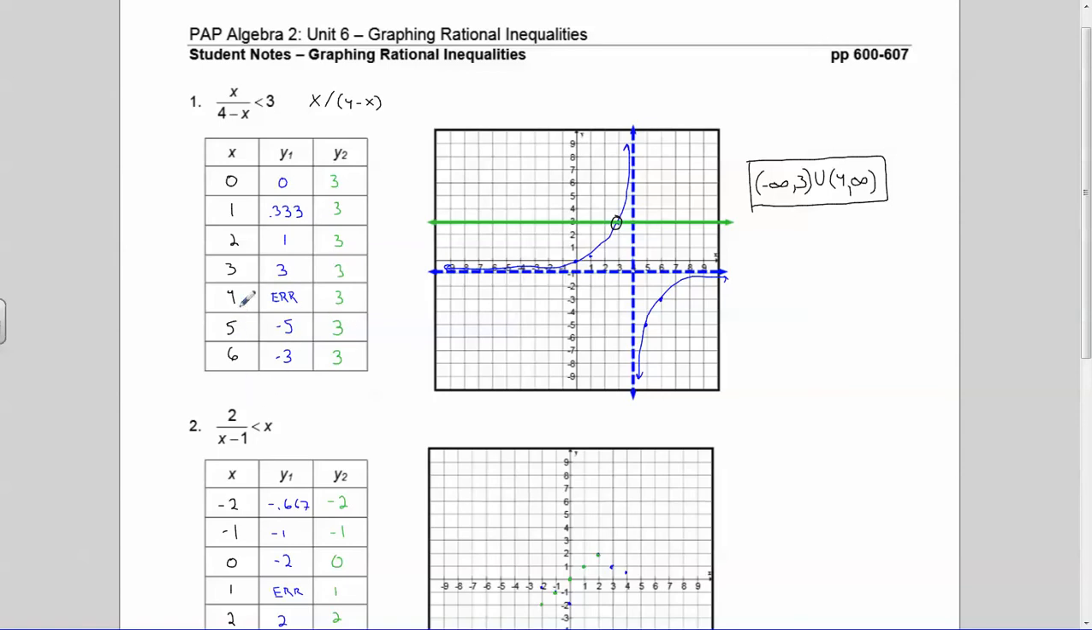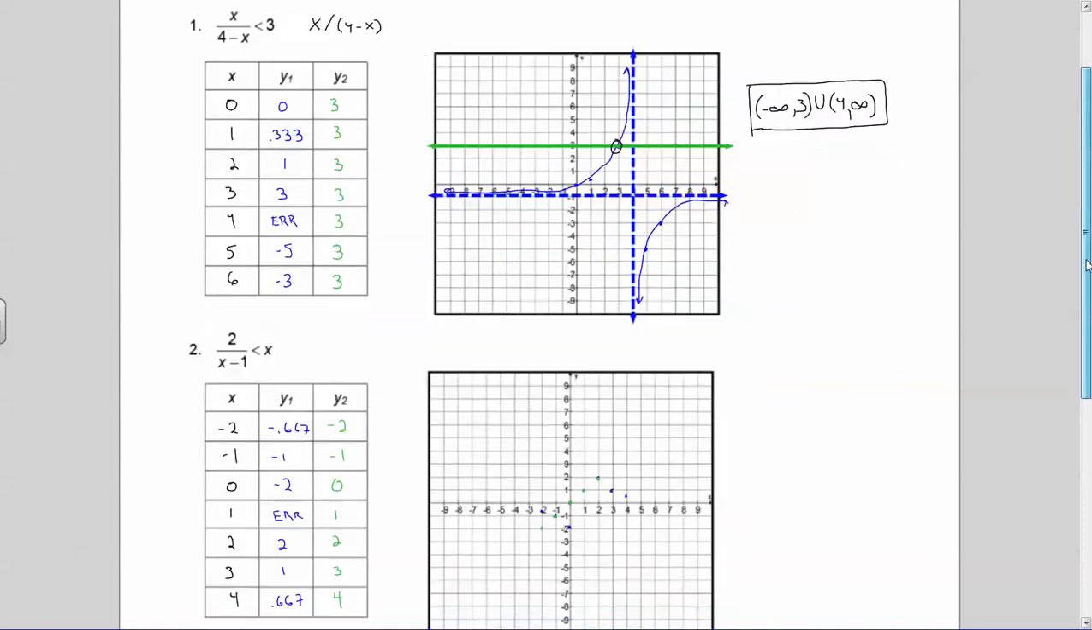These are less than 3. If we were more precise with our values, we would see that from 3 to 4, our y1 values are greater than our y2 values. But that's what you're looking for on a table: your intersection points where all the values are the same, and your vertical asymptotes. That will help you figure out where your boundaries are and what your intervals should be.